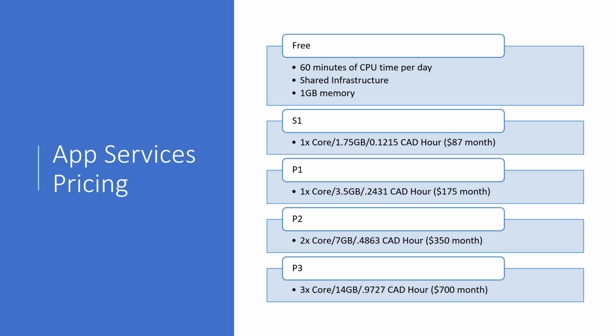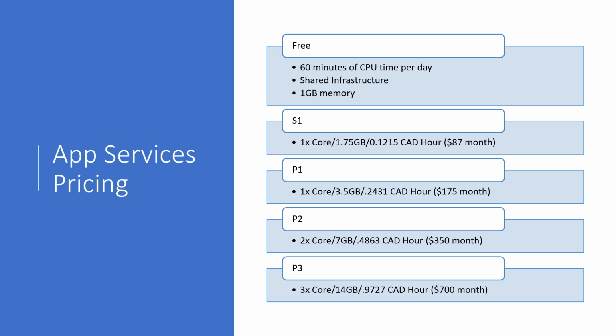The next one would be the S1 tier. And in the S tier, you have an S1, S2, S3. The S1 basic tier would be a 1-core CPU, 1.75 gigs, and these are usually billed per hour, right? So you got 0.1215 cents per hour is what that works out, which actually works out to about $87 a month. The P1 would be the next tier, and you have P2, P3.